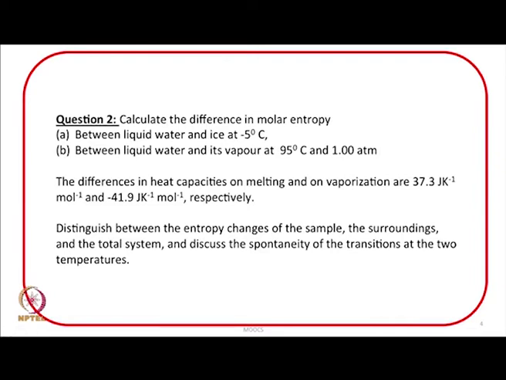What is being asked in this question is to calculate the value of delta S when water freezes at minus 5 degrees centigrade. We know that metastable state of water, liquid water, can exist at minus 5 degrees centigrade, and a slight disturbance will lead to its freezing. So, let us see how to solve this question.